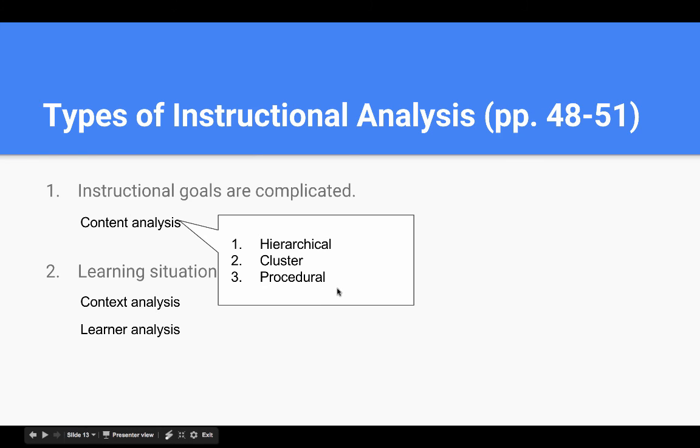We also learned that in many situations, due to the complexity of the instructional goals, we'll have to combine the different methods when conducting content analysis.